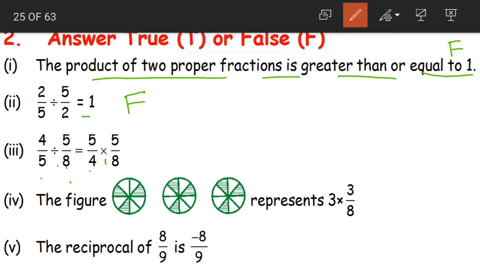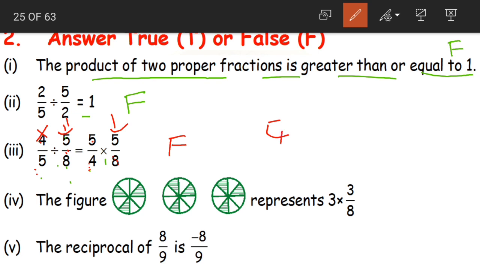We learned that we take the reciprocal of the divisor but not the dividend. Look here, the reciprocal of 4 by 5, that is 5 by 4, is taken here. The divisor is written as it is. So again, what does this become? This becomes a false statement. What is the correct statement?